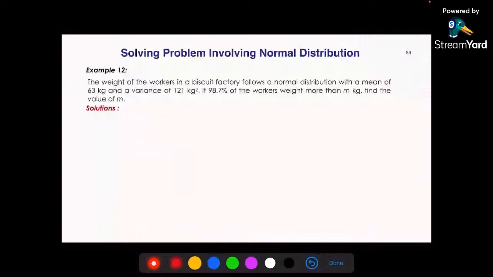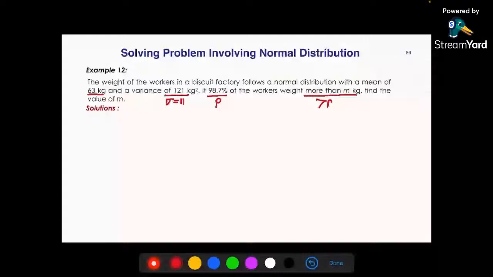Okay. Next one, number 12. Solving problem involving normal distribution again. So if the weight of workers in the biscuit factory follows a normal distribution with mean 63 kg, variance 121, maksudnya sigma will be 11. So if 98.7% of the workers, this is the value of probability, weight more than m kg. So maksudnya more than m kg, find the value of m. This is P, weight more than lah.